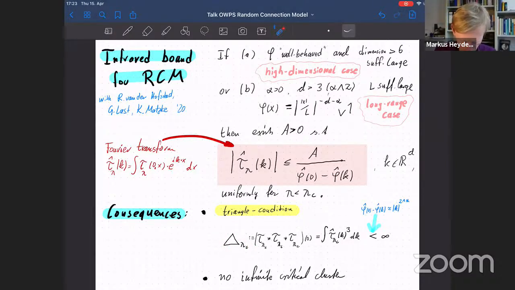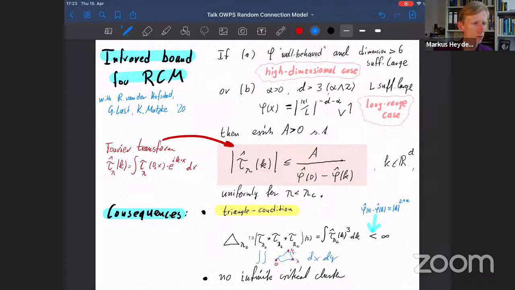This is defined as the threefold convolution of the function tau. You can think of that as saying there's one point here and another point here and another point here. Let's say this is 0, x, and y. Then we take the probability that there is a path from 0 to x, times the 2-point function from 0 to y, and the 2-point function from y to x. And then you integrate this over x and y.